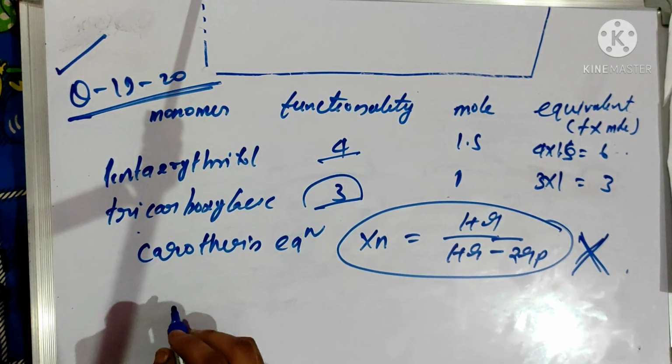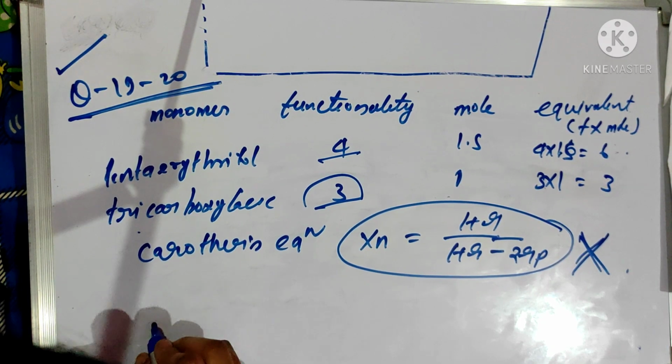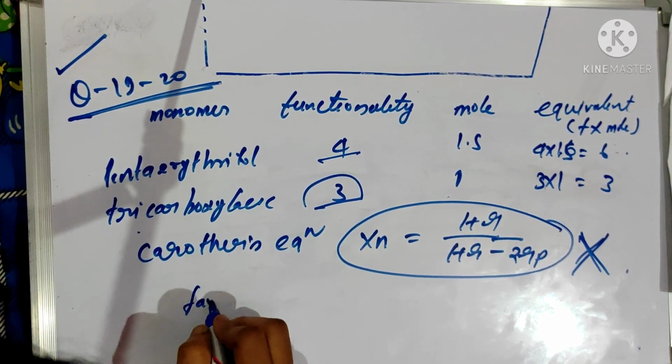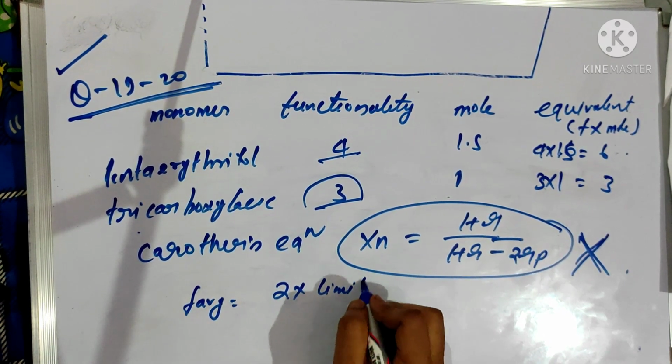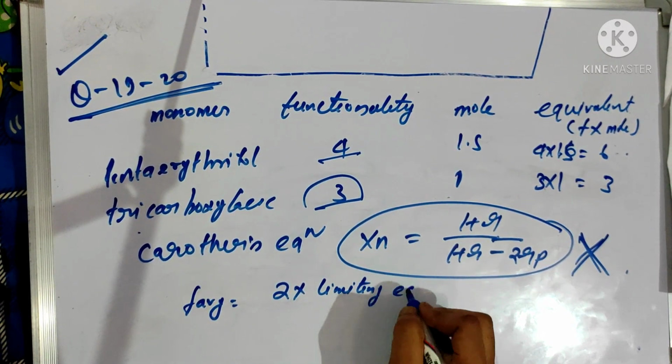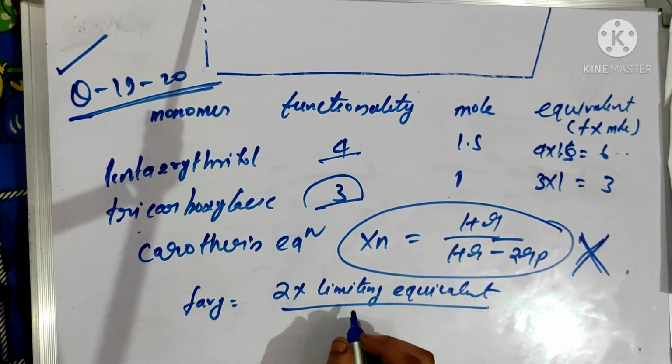So you use the average functionality concept. Then the average functionality is equal to 2 times limiting equivalent divided by total moles.